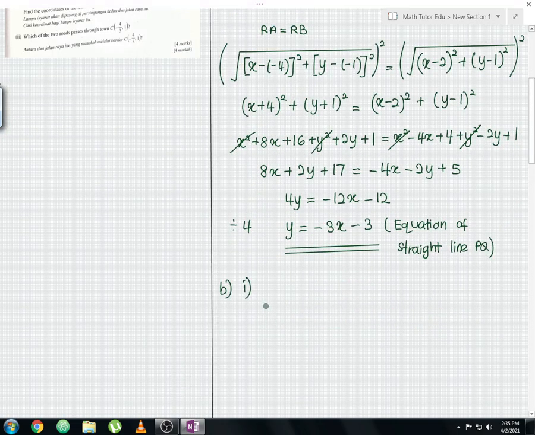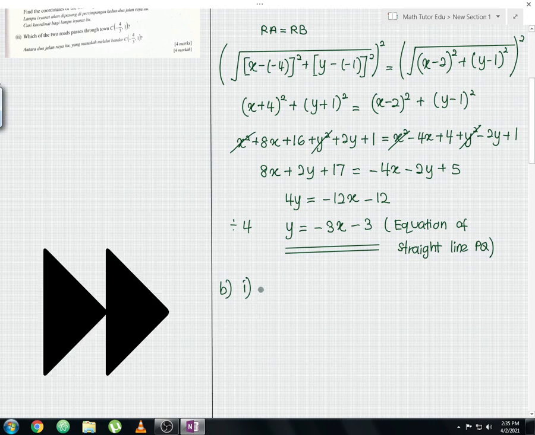Let us continue our discussion for question B part 1. For question B part 1, they ask you to find the coordinate of the traffic light. Okay, what does this mean, guys? The coordinate of the traffic light indicates the intersection of straight line PQ and ST, or you can say the intersection of road PQ and road ST. Okay, so let me write down the working here.